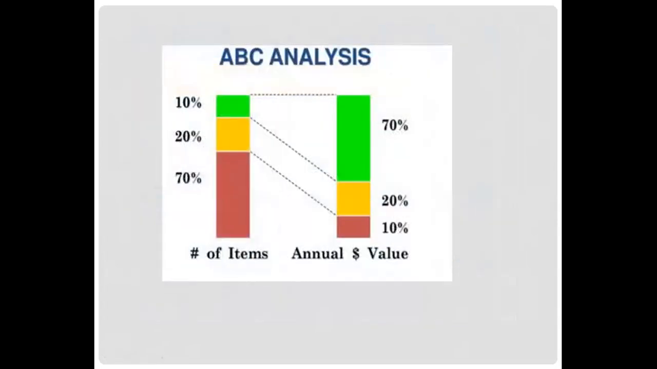In these, 10% is the total of the items, and the total annual dollar value is 70%, meaning its consumption value is 70%. And category B is 20% of the total items of inventory, and it is also consumed by 20%. And in C category, the total percentage of items is 70% and the consumption rate is 10%.